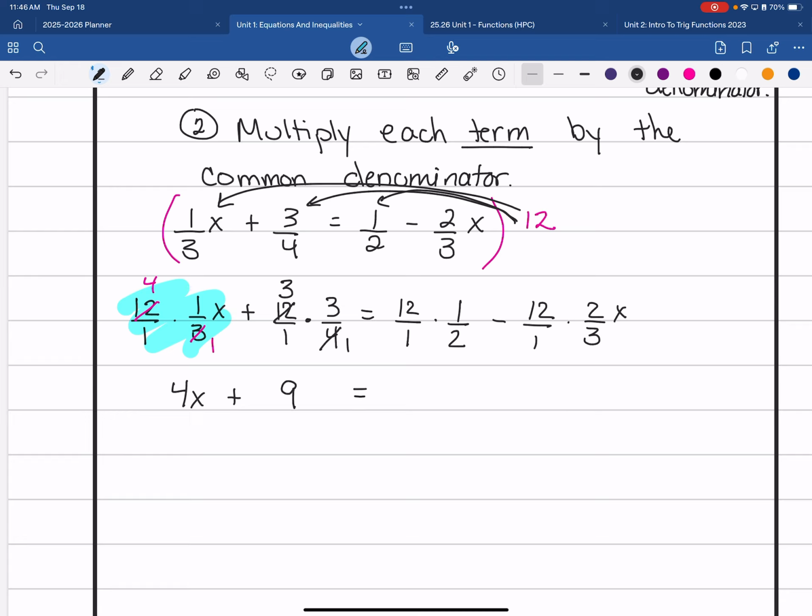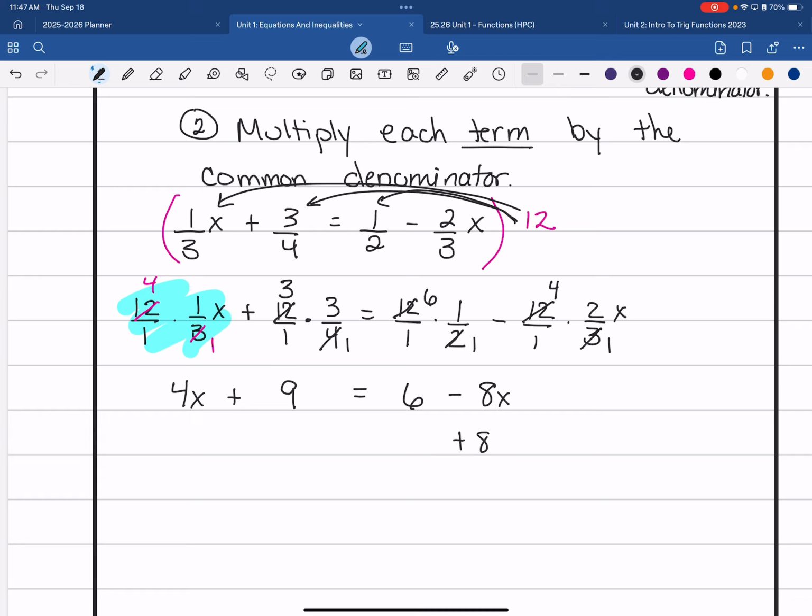Again, I'm going to cross cancel. 2 goes into 2 one time. 12 divided by 2 is 6. 6 times 1 is 6. And then lastly, I'm dividing this 12 and 3. I get a 1 and I get a 4. So 4 times 2 gives me 8x. So what I've done by multiplying every term by that common denominator is I've completely eliminated any denominator. So now I just have an equation with variables on both sides.